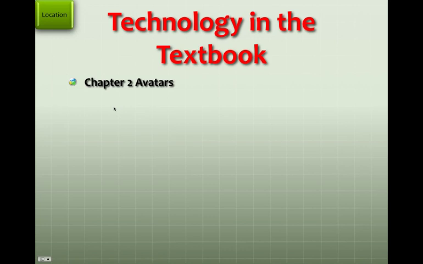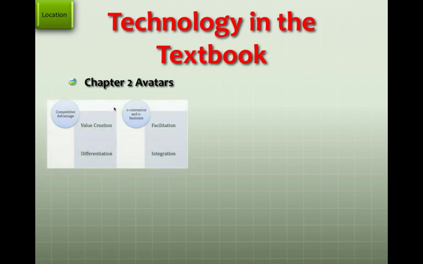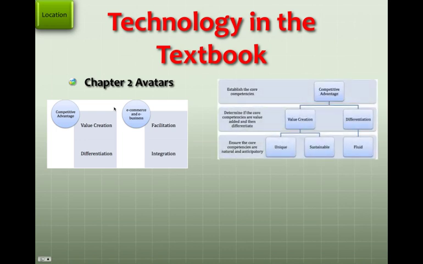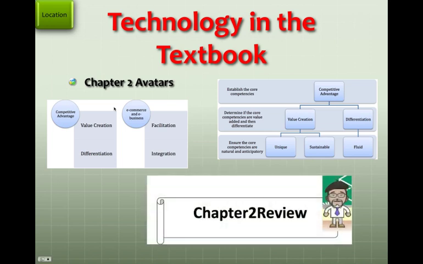Let's go to the chapter 2 avatars. There's one on this particular illustration, competitive advantage, e-commerce, and e-business. There's also one here that talks about competitive advantage and gives you a breakdown of the core competencies as well as the value added and value creation components. And then in the chapter 2 review.